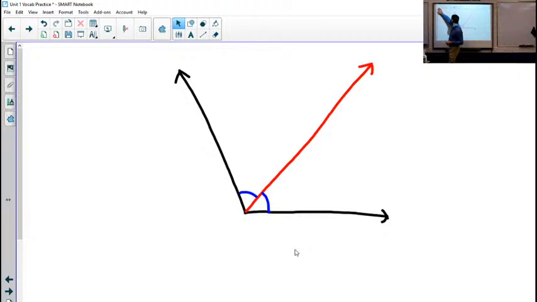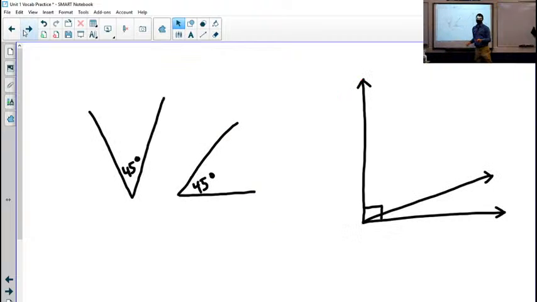Next. Now we're getting into the stuff we talked about this week. 45 here and 45 here. If I add them together, that makes 90. Or I could have these two angles, I put them together and I make 90. So two angles that add to 90, what's it called?